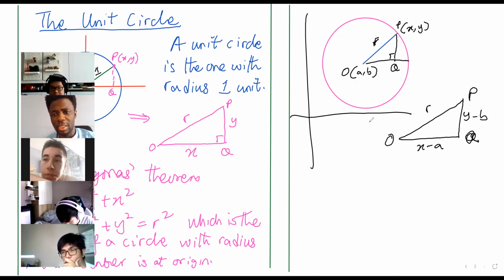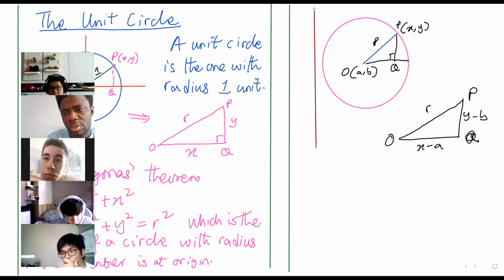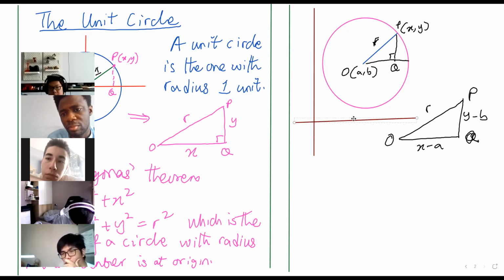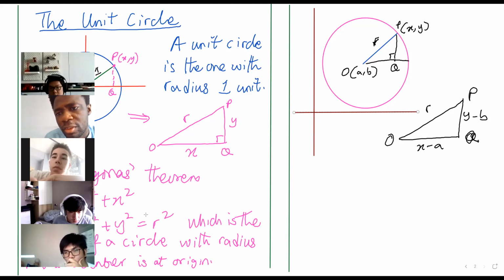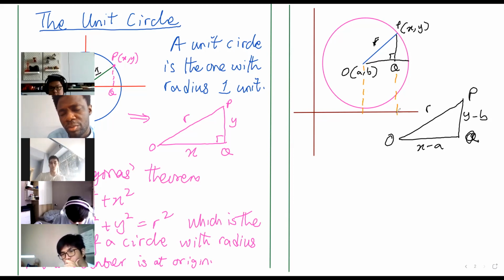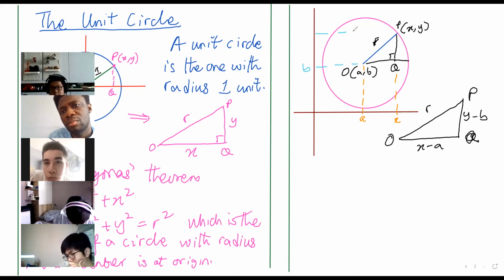So maybe I add the XY coordinates and label it properly. So if this is our XY plane, then we can take any broken line. Let's use a different color so we can see clearly. You see, this is a and this is x, and on the y axis, this is b, and this is y.